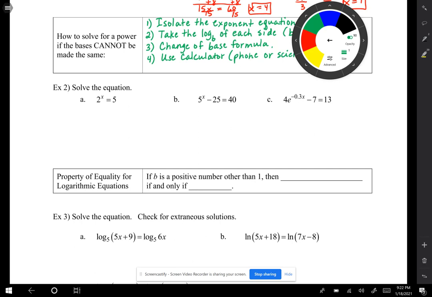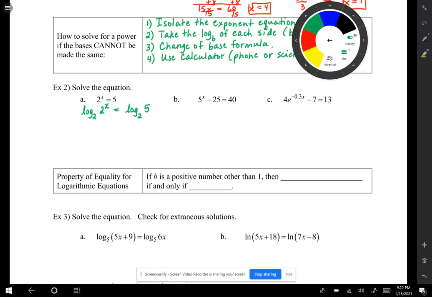So 2 to the x is by itself, so step 1 is done for us. Step 2, we're going to take the log base b of each side. So log base b, the base is 2, of 2 to the x, and you take the log base b, the base is 2, of 5.